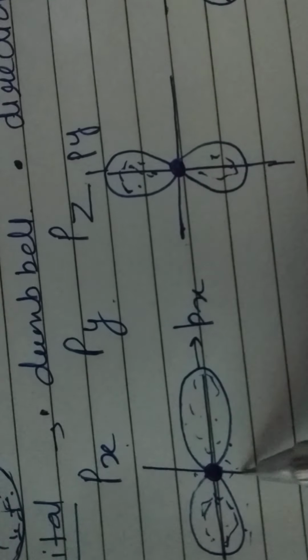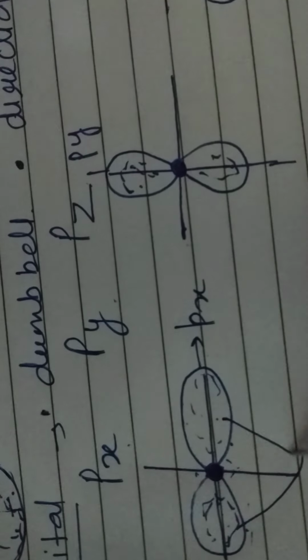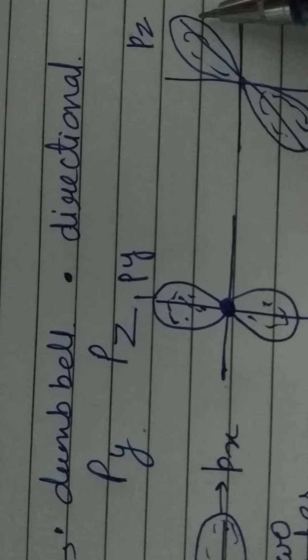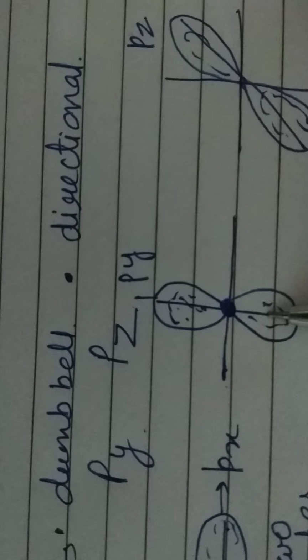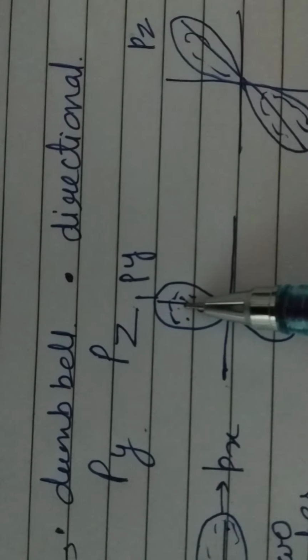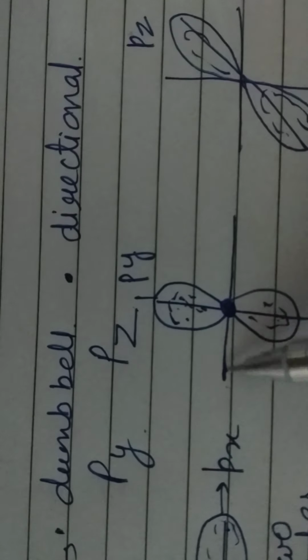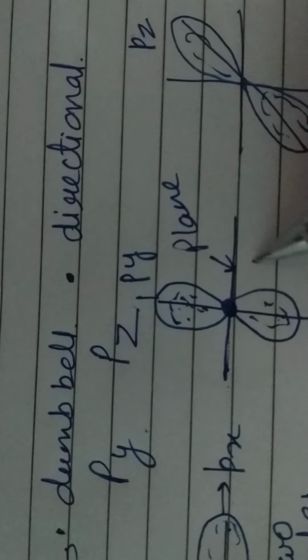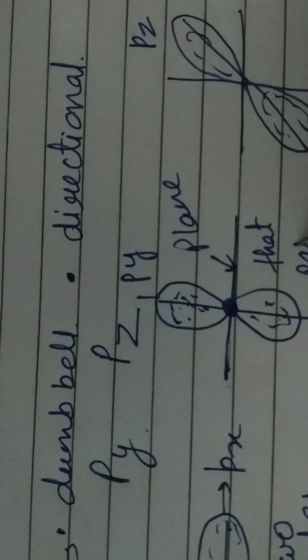So if this is the nucleus through which this plane is passing, then it consists of 2 lobes. These are the 2 lobes where we can find the electron density. So in all the 3 orbitals, the probability of finding the electron is in 2 lobes, one above the plane and one below the plane. This is the plane that passes through the nucleus.